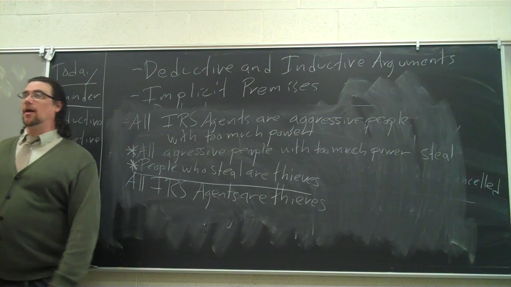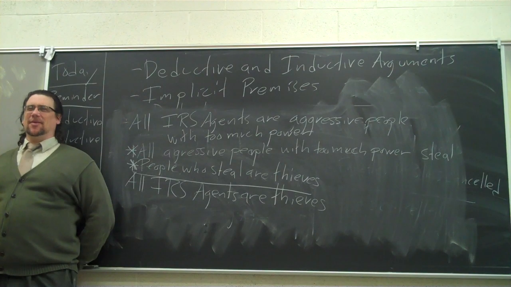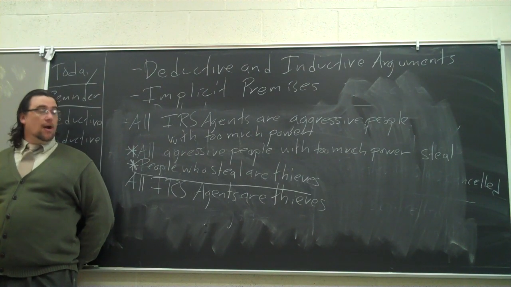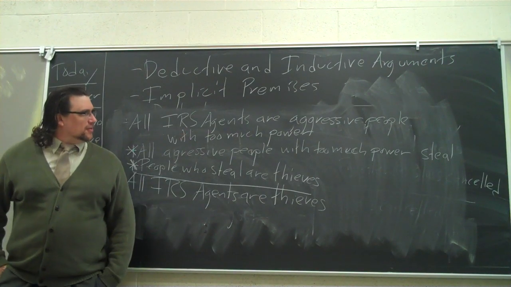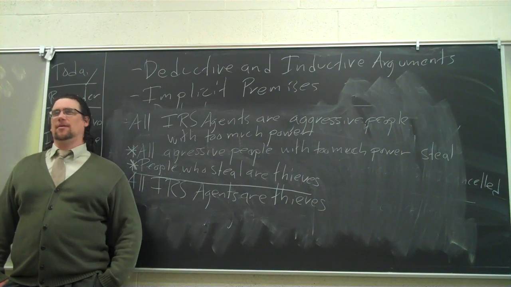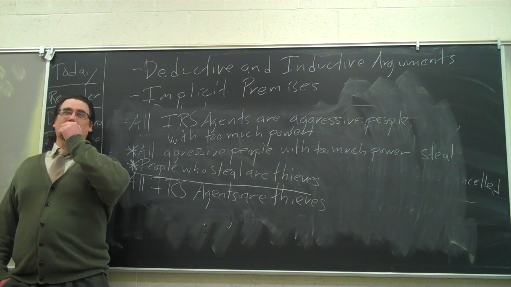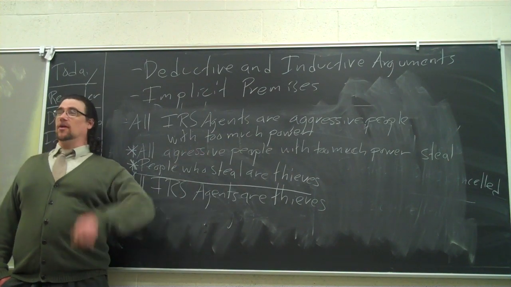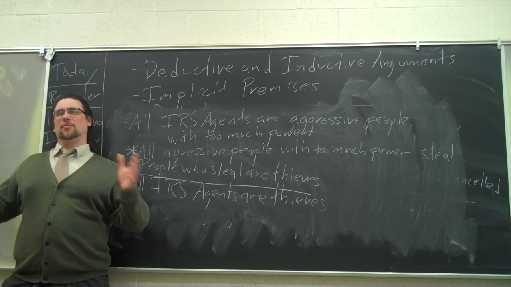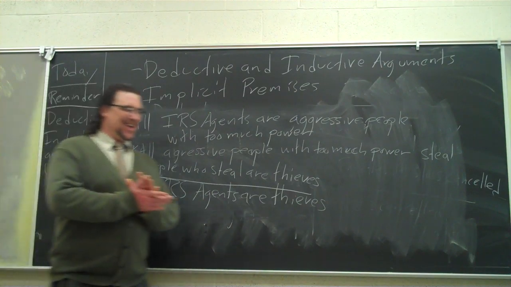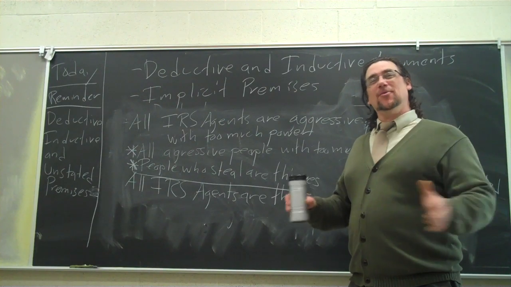So you're at the party, and you meet this person. You say, well, you're a thief. And they say, why would you say something hurtful like that? And then you say, well, all IRS agents are thieves. And I say, how do you know that? And you say, well, all you IRS agents are aggressive people with too much power. And I say, well, that doesn't get you to us being thieves. And you say, yeah, sure it does. Aggressive people with too much power steal. People who steal are thieves. Therefore, you're a thief, right? And there, the party's pretty much over for you guys. The hostess asks you to leave or something like that. Or maybe you reconcile afterwards.